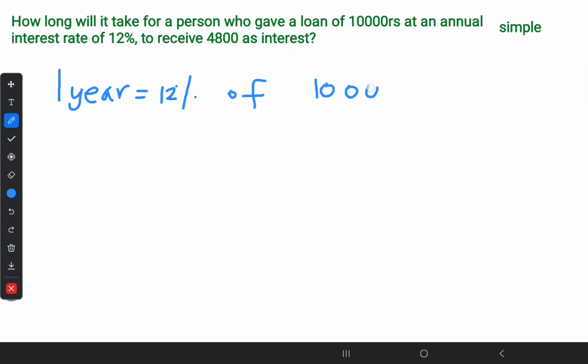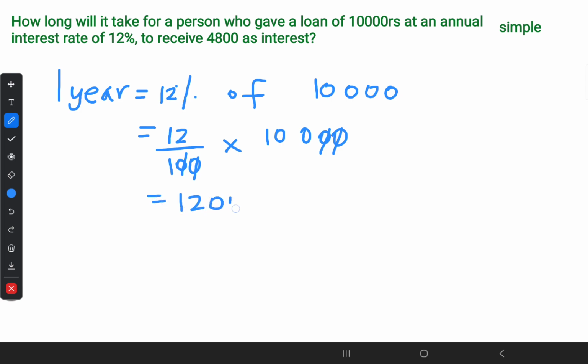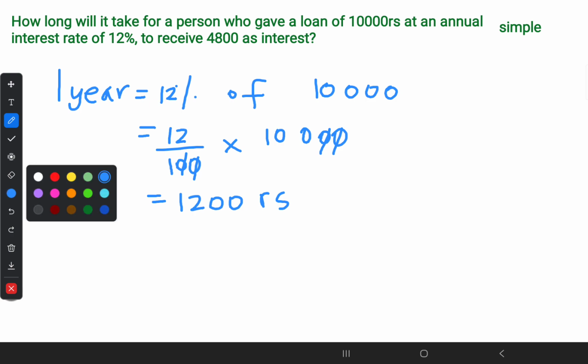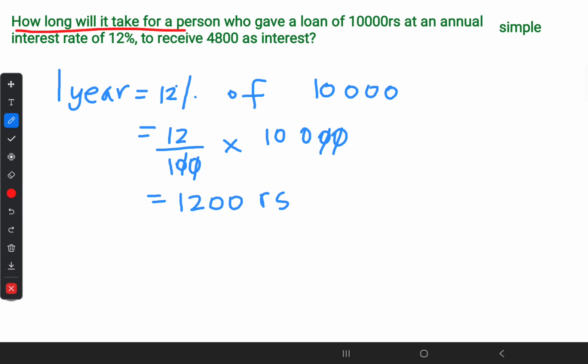By using this formula, we can find the interest for 1 year. So 12 upon 100 of 10,000 will give you 1,200 rupees. So for 1 year, you are receiving 1,200 rupees as interest. So the question: how long will it take to receive 4,800 as interest? The total interest you have received from that person is 4,800. So how long will it take?